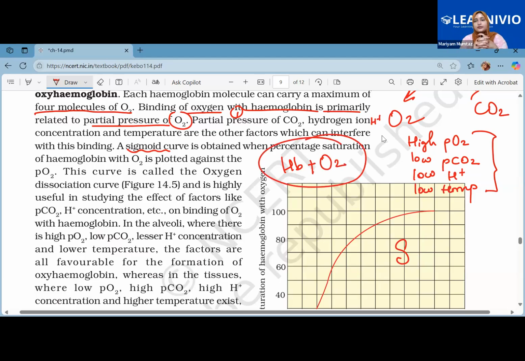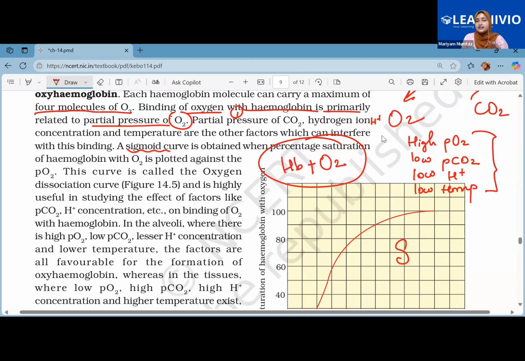It will combine with O2. Why? Because there is more O2 available. So now hemoglobin has this opportunity of binding with the oxygen. Clear? But if you reverse all of this, when there will be low PO2, high PCO2, when there will be high H plus, and high temperature.